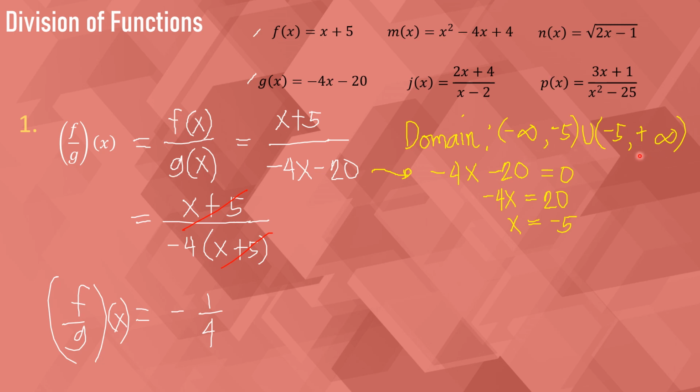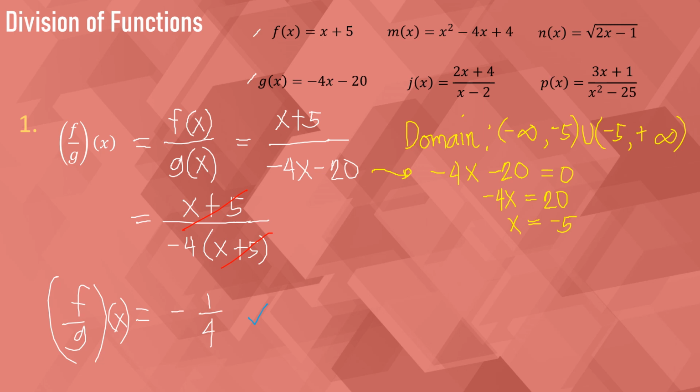Now, hindi pwedeng mangyari na kapag ginamit mo ang -5 dito, tapos ang sagot mo negative 1/4. No. This is just a simplified form. It originally comes from here. Okay? Therefore, this must be recognized. But then, if you look into this new function, this is a constant function.